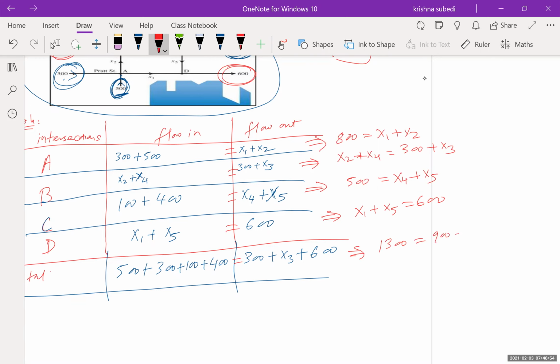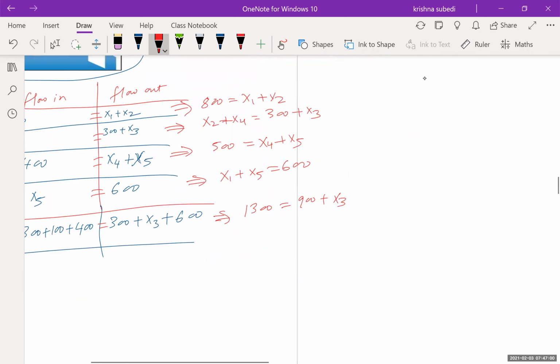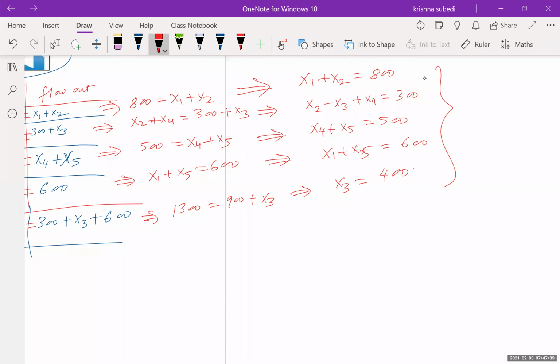900 plus x3. Now, if you simplify further, you have a system of equations: x1 plus x2 equals 800. This one will be x2 minus x3 plus x4 equals 300. This one is x4 plus x5 equals 500. This one is x1 plus x5 equals 600, and this equation will be x3 equals 400. All right, now we have this system. All you need to do is solve the system, okay?